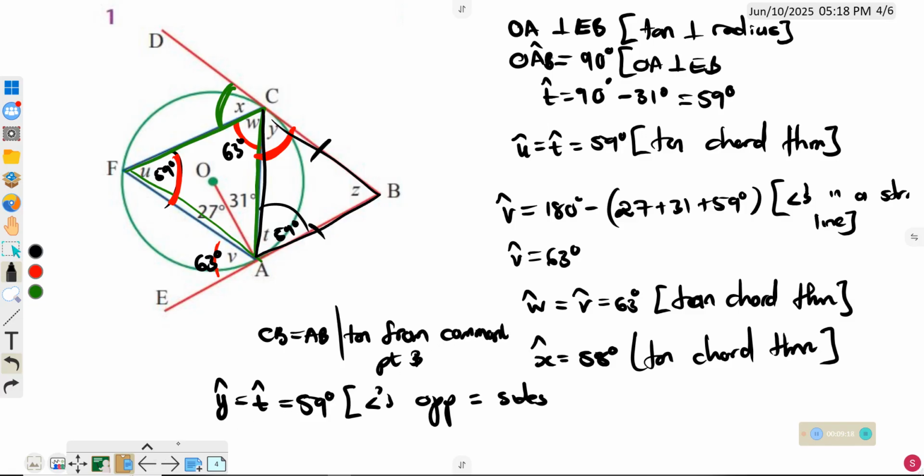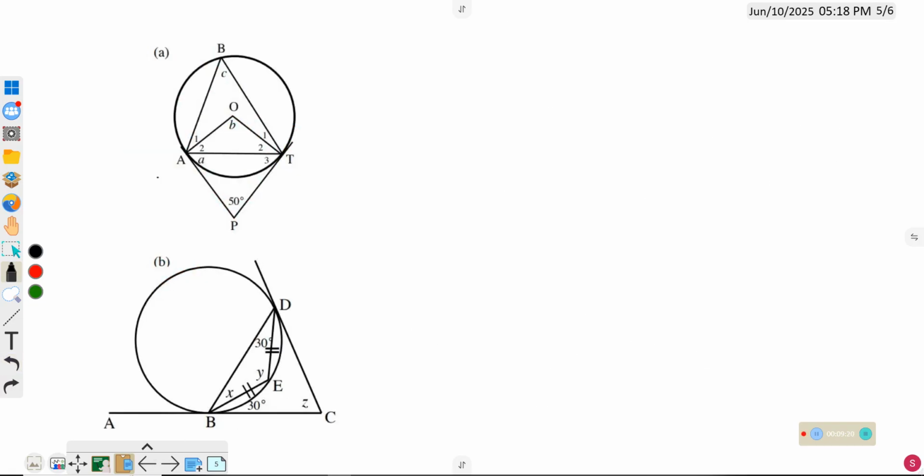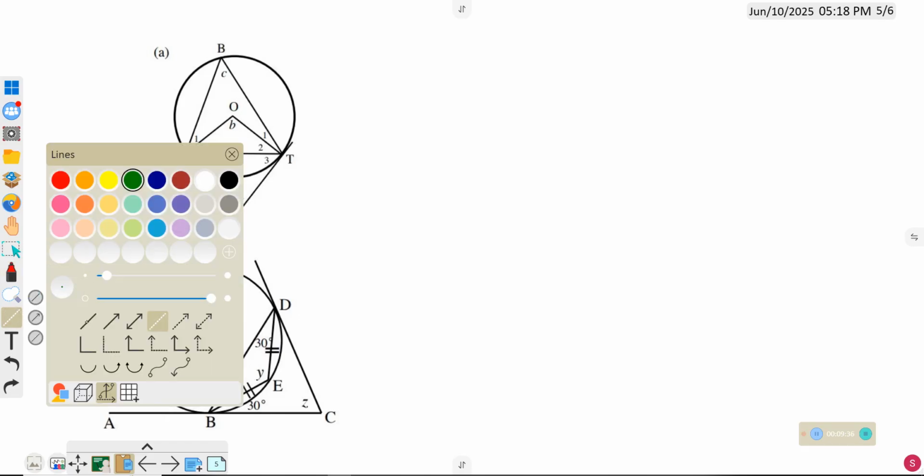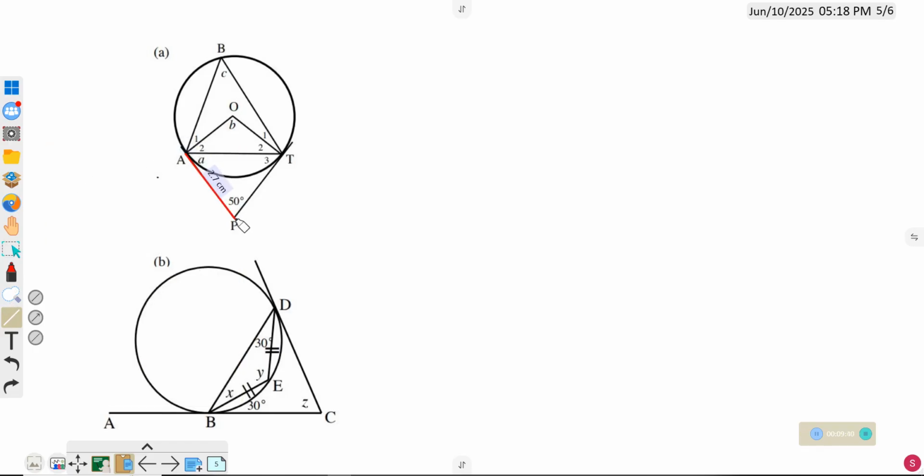Right, it's an easy one. Even for this, given that AP and PT are both tangents, and O is the center of the circle, you should find A, B, and C. First of all, we need to find angle A. To find angle A, we are going to first use this triangle right here. Look at it. This one, the angle APT, it goes this way.